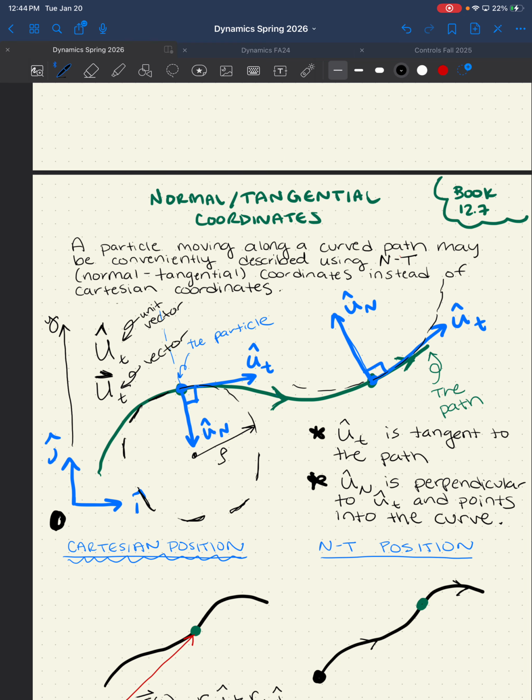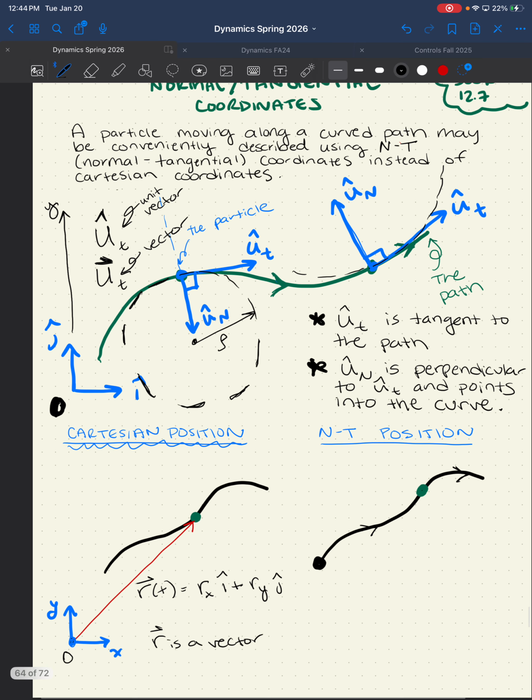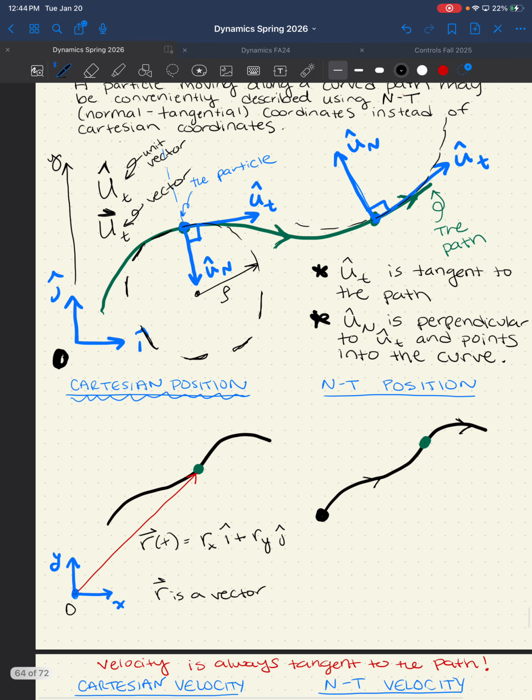So we know how this coordinate system moves. That's one of the biggest differences between the normal tangential and the Cartesian coordinate system. Cartesian coordinate sits where it is. It's fixed to the Earth. It never moves no matter what the particle does. Whereas the normal tangential system is fixed to the particle, and it follows that particle through its path. It changes and rotates as the particle moves along the path.